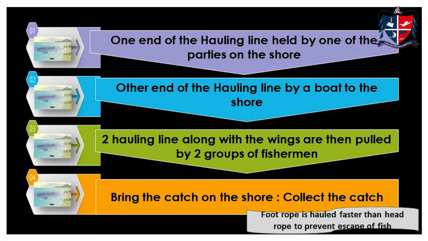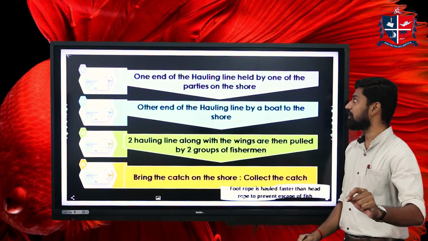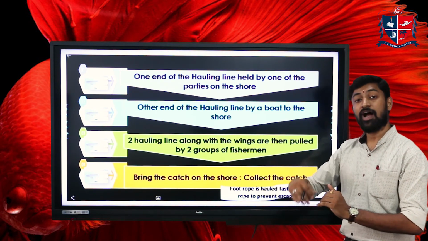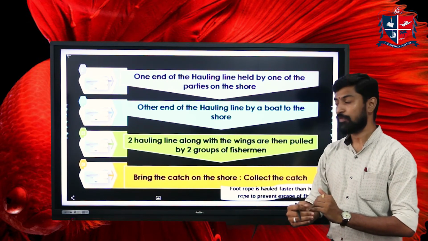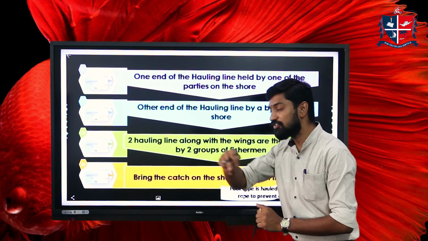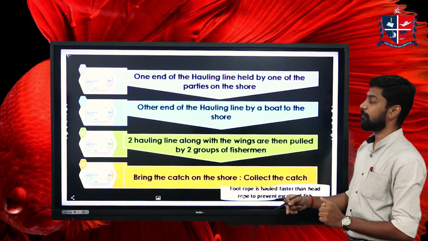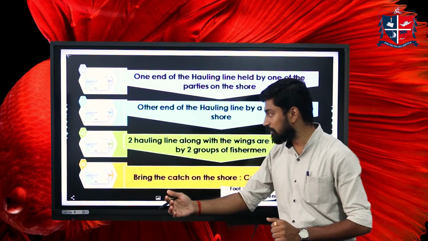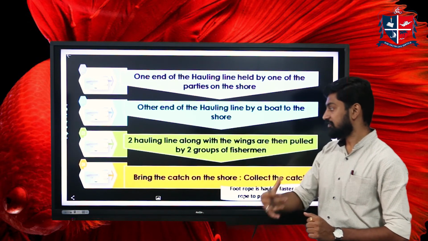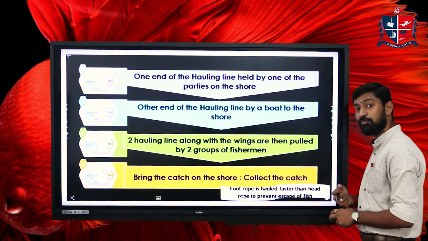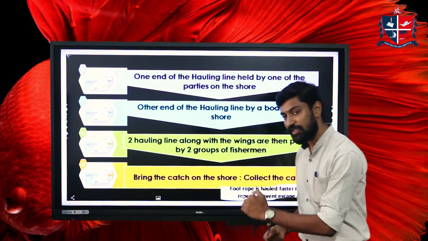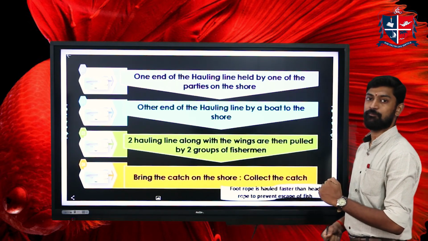The major steps of the operation of the beach seine are: first, one end of the hauling line is held by one party or one group on the shore. Second, the other end of the hauling line is semicircled with the help of a boat and brought to the shore. And third, the two hauling lines are simultaneously dragged or pulled up by two groups of fishermen, and they bring the catch onto the shore and collect the fish.